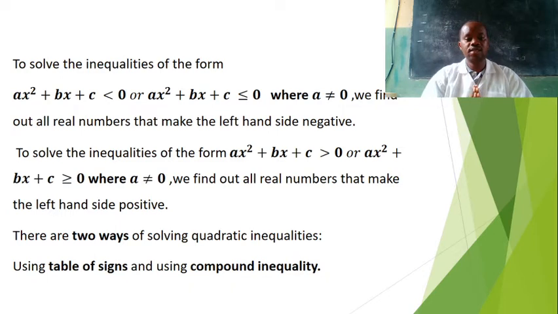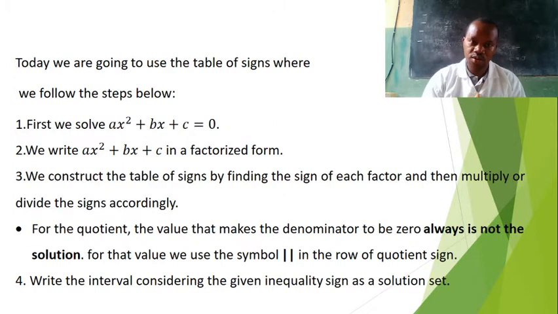There are two ways of solving quadratic inequalities. The first one is using the table of sign and the other is using compound inequality. But for the lesson of today, we are going to focus only on using the table of signs, where we have 4 steps to follow. The first step is to solve ax squared plus bx plus c equal to 0, and the main objective here is to factorize the given quadratic.